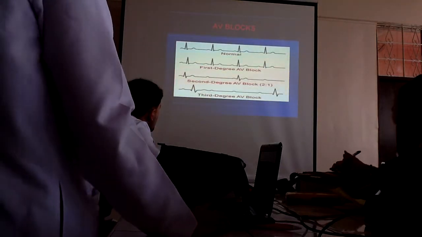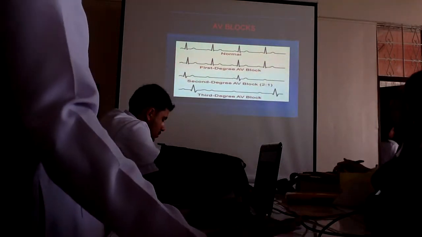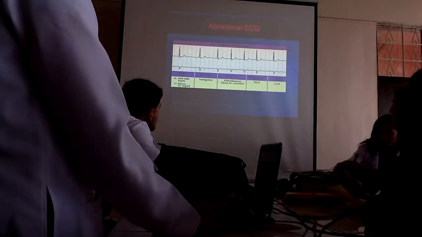Then this is an example of AV blocks. That's the reason why your PR intervals are important. If it's more than 0.20 seconds, around 0.24, that's already first degree AV block.